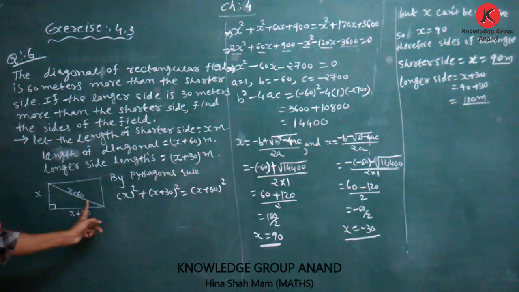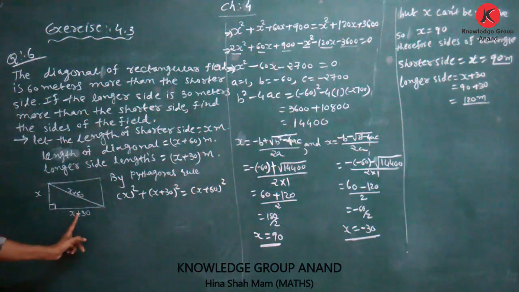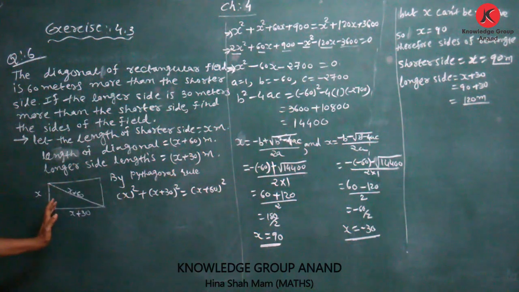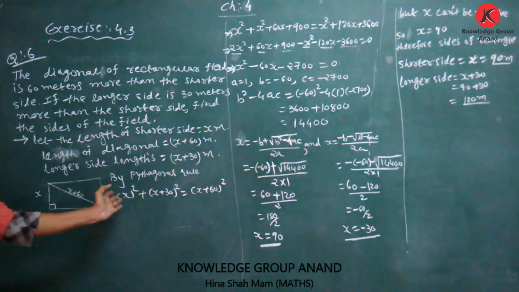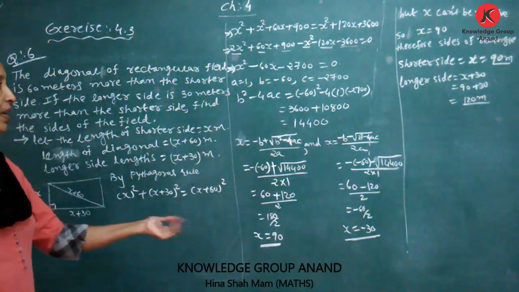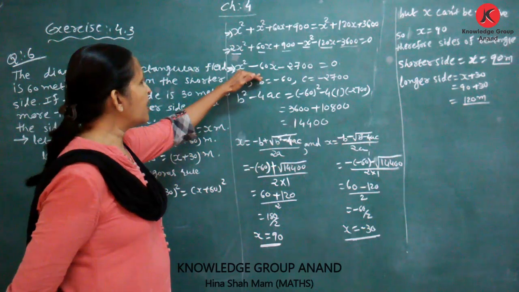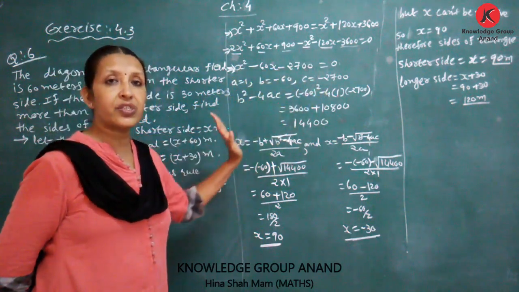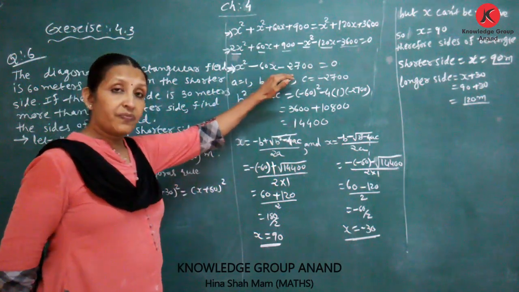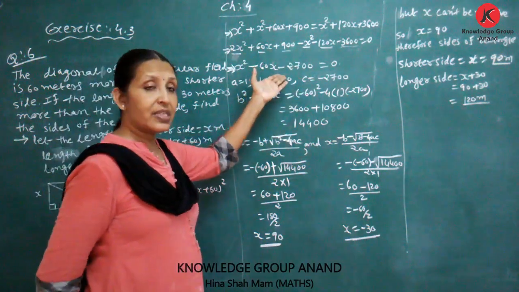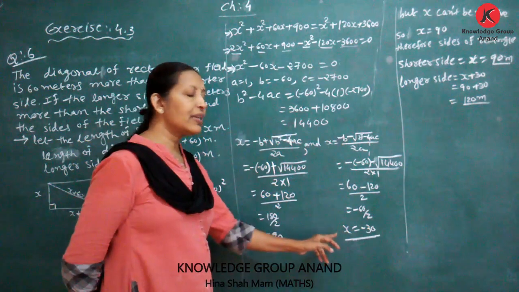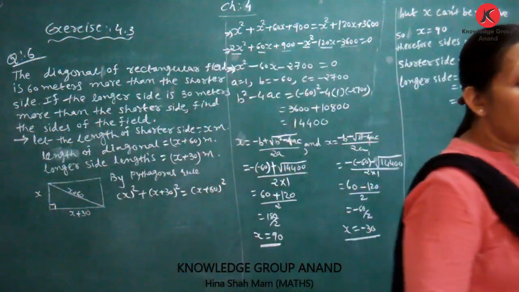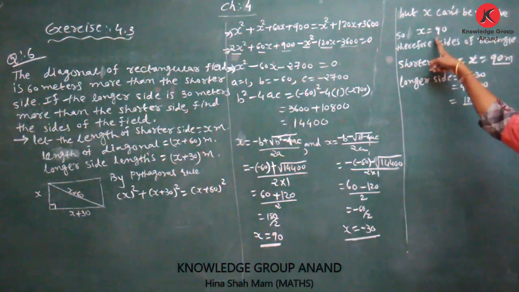Then I draw the figure here: shorter side x, longer side x plus 30, and diagonal x plus 60. By the Pythagoras rule, the sum of the squares of the two sides, longer side and shorter side, is equal to the diagonal square, or AB square plus BC square is equal to AC square. Then simplify, and our equation becomes x square minus 60x minus 2700 is equal to 0. If you know the factors, you can use factorization. Here I use the general formula, the quadratic formula. Then x is equal to 90, x is equal to minus 30, but a side can't be negative, therefore x is equal to 90.